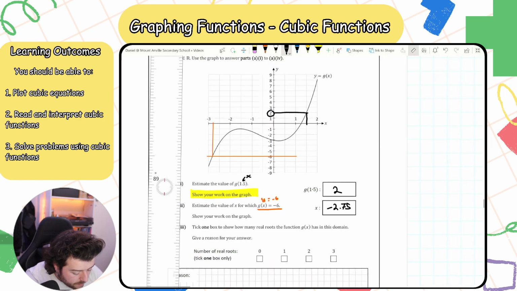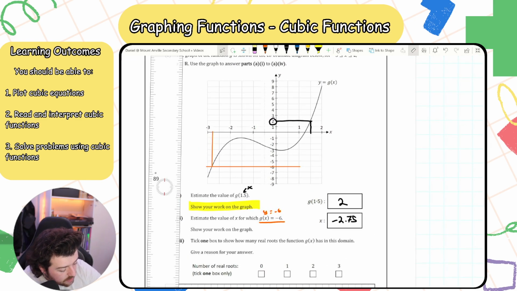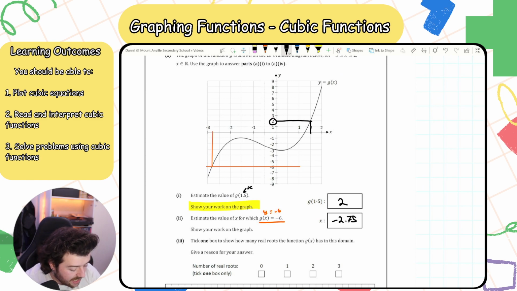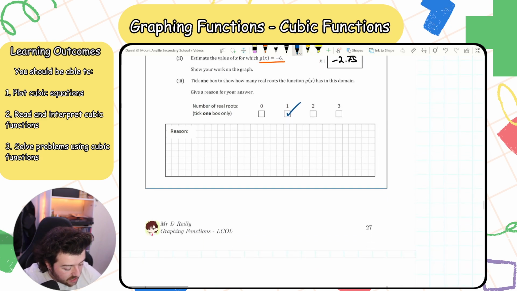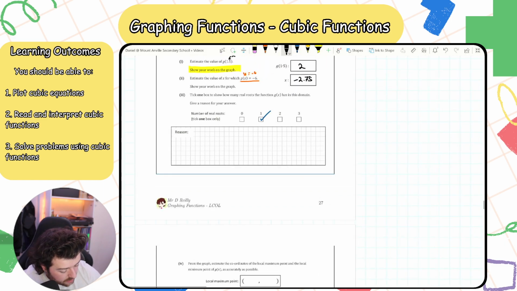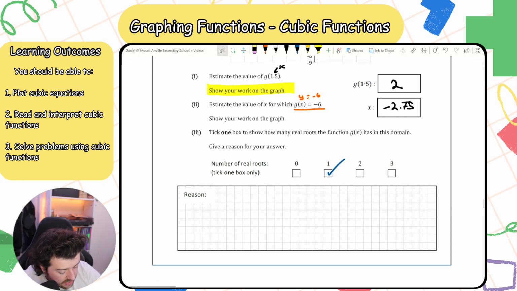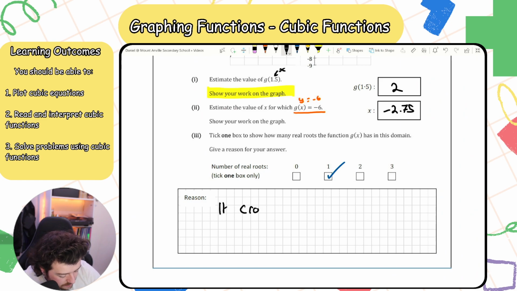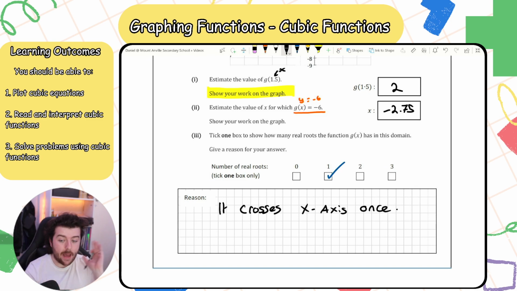Tick one box to show how many real roots the function g of x has in this domain. So how many real roots does it have? A real root just means how many times it crosses the x-axis, and it only crosses the x-axis once. It only crosses up here. So we say it has one real root. Give a reason for your answer. The reason for my answer is it crosses the x-axis once. That's it.